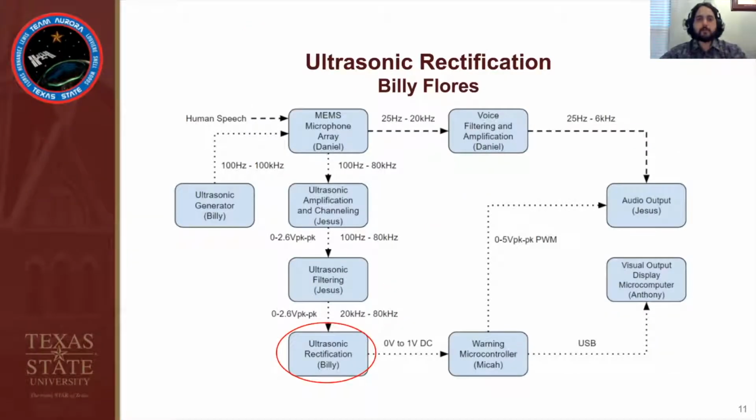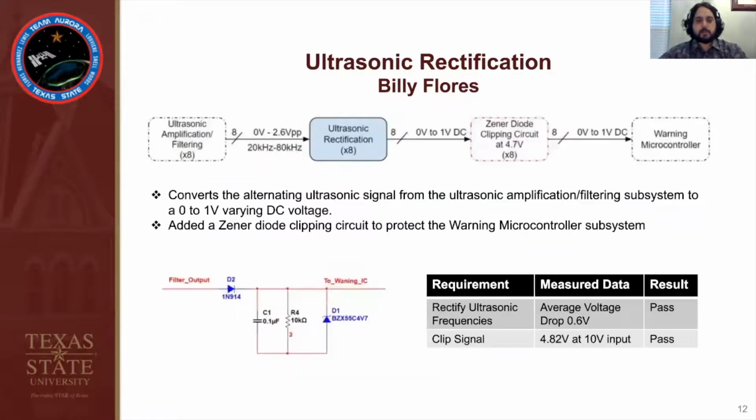We're now at the ultrasonic rectification subsystem. The subsystem is made up of a half-wave rectifier that converts the alternating ultrasonic signal from Jesus' subsystem to a 0 to 1 volt varying DC voltage. The system can rectify different sinusoidal waves in the 20 kHz to 80 kHz range at varying amplitudes from 0 to 15 volts peak to peak, with an average voltage drop of 0.6 volts. A Zener diode clipping circuit was added to cap the output signal to 4.7 volts. This is to protect the warning subsystem Arduino analog input pins from exceeding its maximum rating of 5.5 volts.